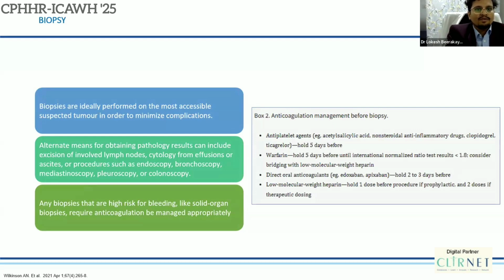As we know, we have to look at the anticoagulation management before biopsy. Make sure the patient isn't on any antiplatelets or any oral anticoagulants or warfarin or any low molecular weight heparin, etc. If there are any patients on any anticoagulation therapy, make sure you stop it at least 2 to 3 days before, then decide how to proceed. Any biopsies that are high risk for bleeding, like solid organ biopsies, require that anticoagulation be managed appropriately.